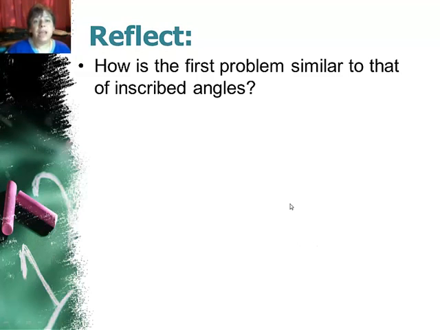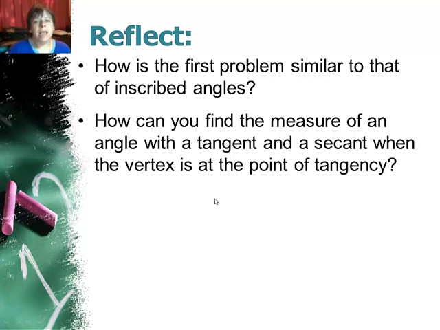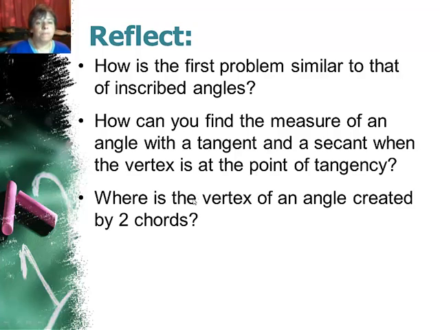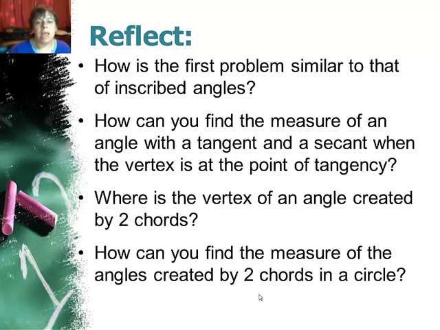So in reflection, how is the first problem that we did similar to inscribed angles? We used inscribed angles actually for all of these problems. How can you find the measure of an angle with a tangent and a secant when the vertex is at the point of tangency? Hopefully you're noticing that it's really very similar to inscribed angles. Where's the vertex of an angle created by two chords? You should have noticed that the vertex that created the angles was inside of the circle. How can you find the measure of the angles created by two chords in a circle? Well, that's the formula when two chords intersect. Hopefully you remember, you just wrote it down.